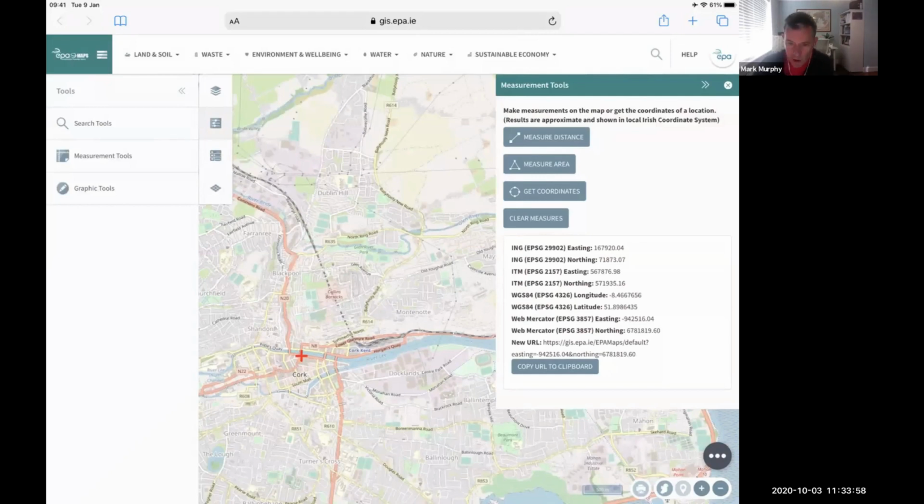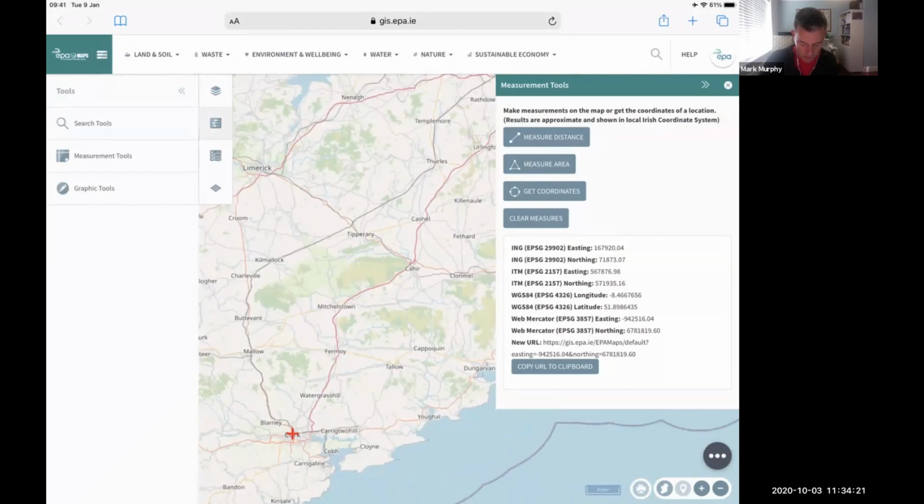So the coordinate for Cork there, if you can see on the screen, is the easting, right? That's 167,920. And that's the x coordinate, and the northing is the y coordinate, and that's 71873. Okay, that's the coordinate there for what is it? Patrick's Bridge, is it? Yeah. Okay. So now let's zoom out, and let's go up to anywhere at all.